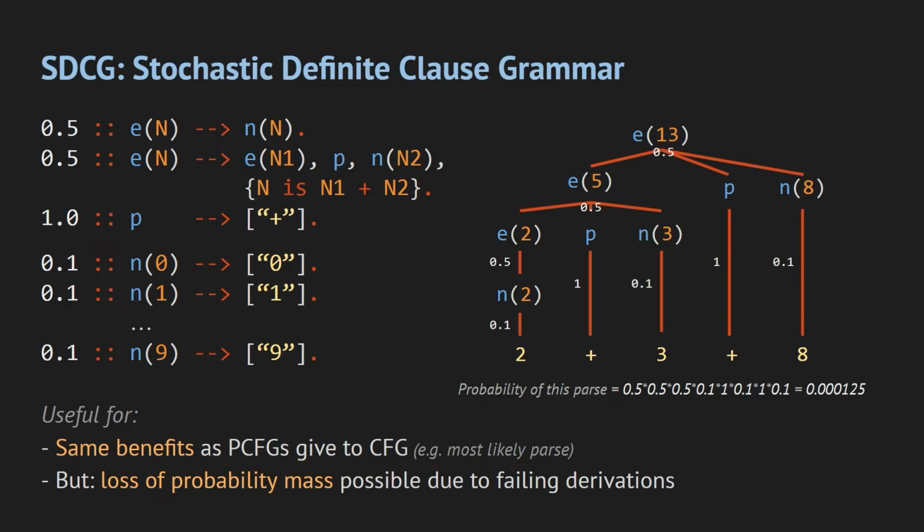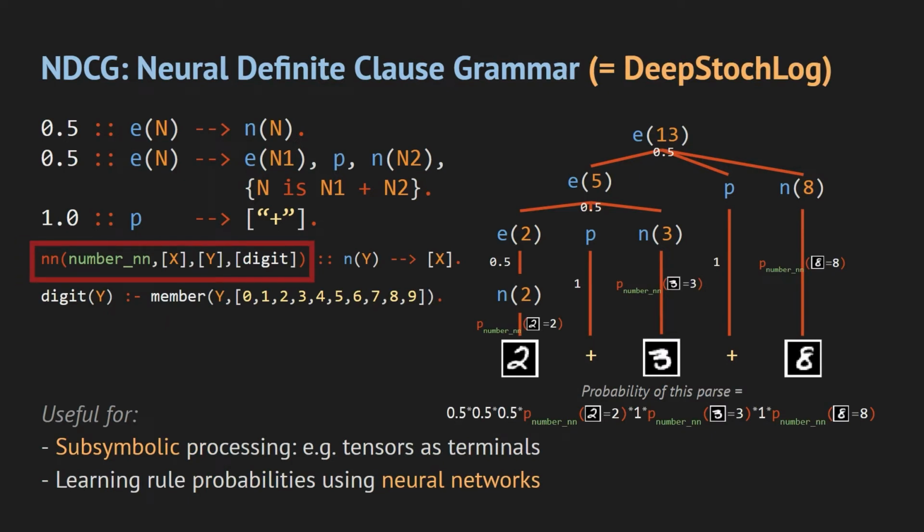So now that we have these stochastic definite clause grammars, we can apply the same trick that DeepProbLog applied to probabilistic logic, namely swapping out the probabilities with neural probabilities. A neural probability is a neural network outputting a probability that is being used by a logic rule, or in our case, a stochastic definite clause grammar expansion rule.